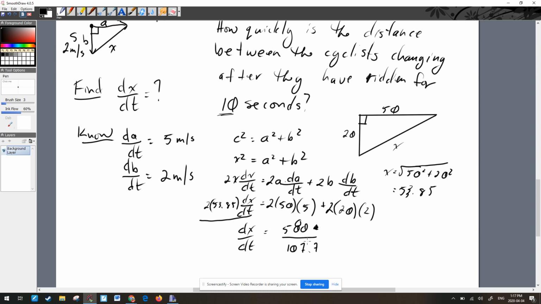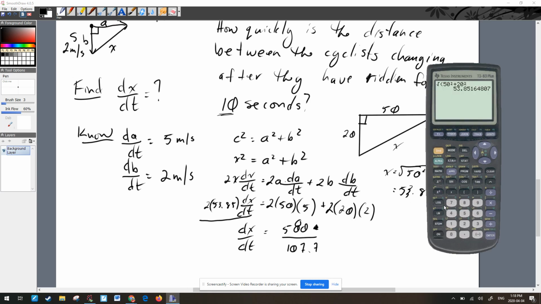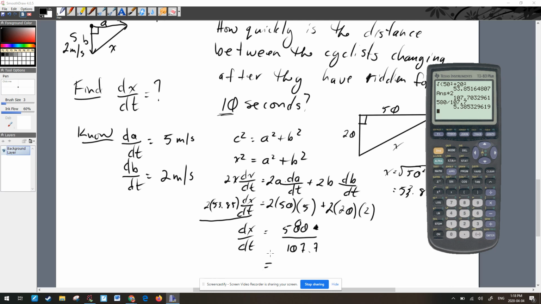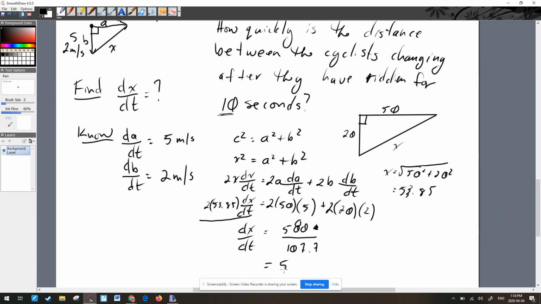And that is the rate of change. I'm going to grab my calculator and check that. 2 times 53.85 is 107.7. Now 580 divided by 107.7, and we find that it's 5.39. So the rate of change of the distance between those cyclists is 5.39 meters per second.